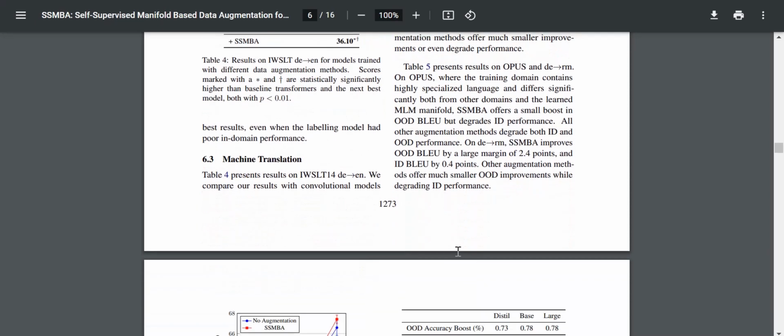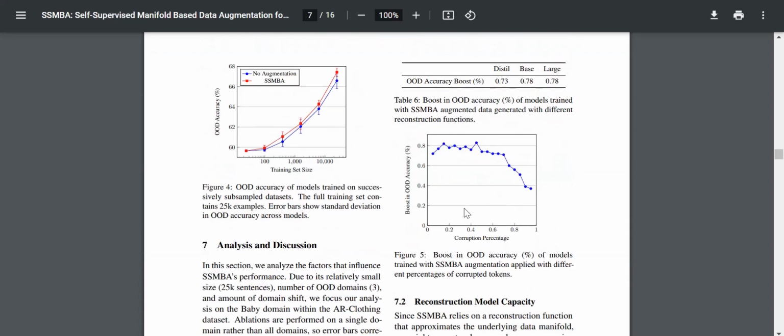On DE2RM, SSMBA improves out-of-domain BLEU by a large margin of 2.4 points and in-domain BLEU by 0.4 points. Other augmentation methods offer much smaller out-of-domain improvement while degrading in-domain performance.